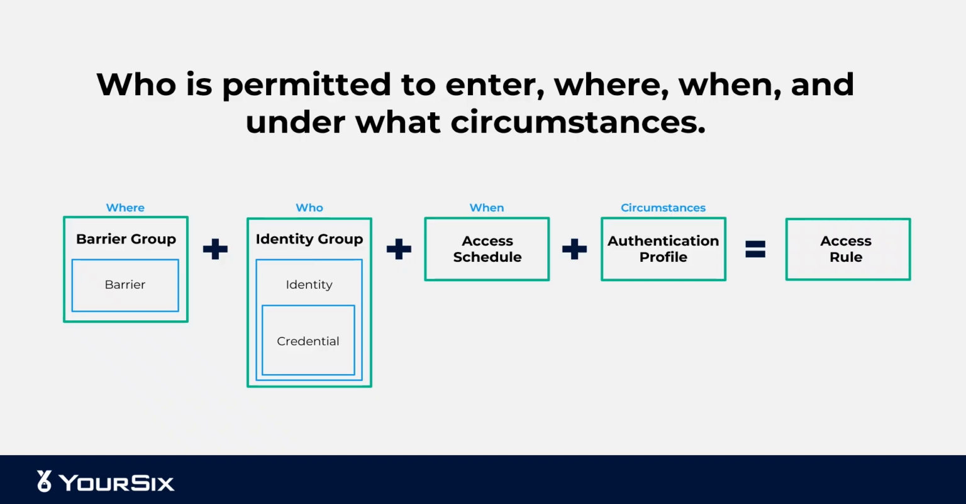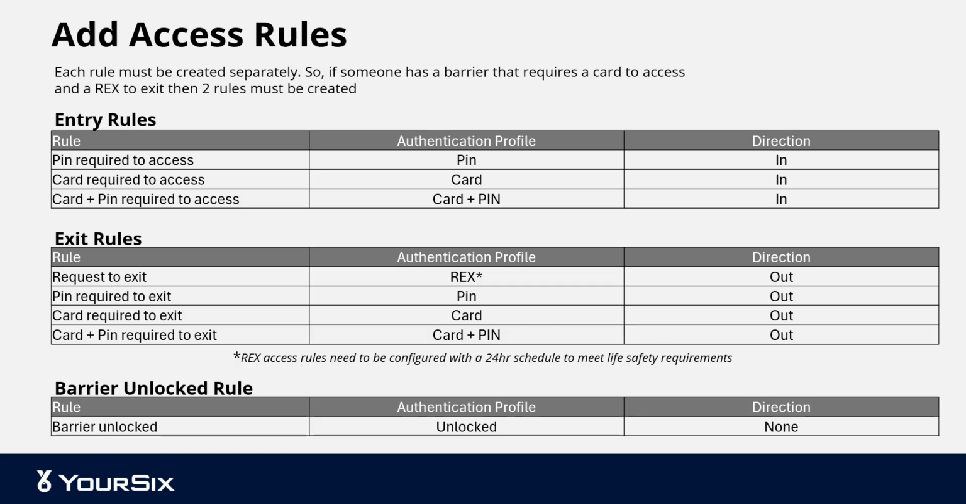Now, the access rule. In the following videos, you will see the actual configuration setup of this, but you're basically going to have different options. You're going to have things like entry rules, and those could be based on cards, PIN, card plus PIN, or just PIN. And then that would be a direction of in, the authentication profile you can see down the middle here. And really what you're going to do is create these rules. So you can see the entry rules here, you can see the exit rules, and the barrier unlocked rule. This is really just a reference for you, so you can see the different options for creating these. And in the following videos, we'll walk through how to actually create these.